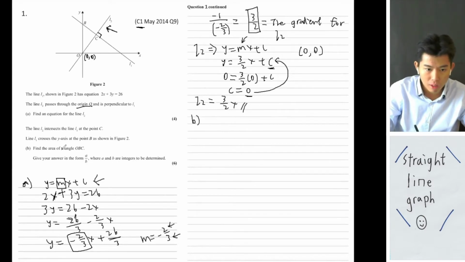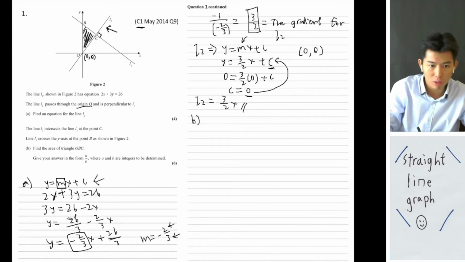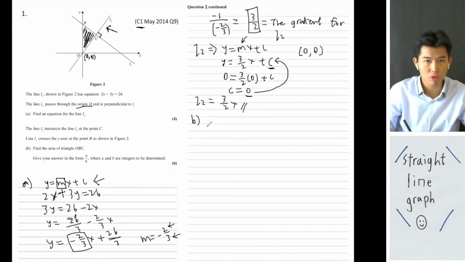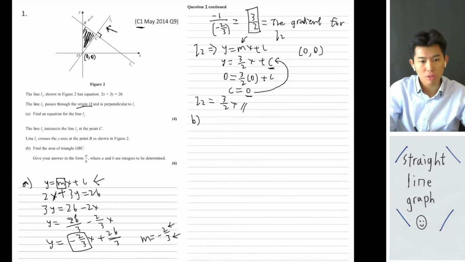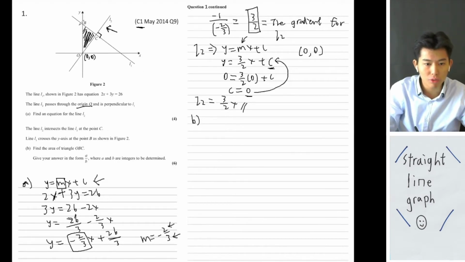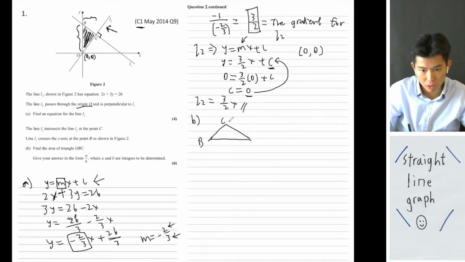And for part B, they want us to find the area of the triangle OBC. So they want us to find the area of this triangle here. Okay, so the area of the triangle is the height times the base divided by 2, right? So for the point B here, first things first, we have to know the y coordinate of point B and the x coordinate of point C, because basically if you rotate this triangle 90 degrees to the left, then it looks something like this. This one is B, and this one is C, and this one is the origin.